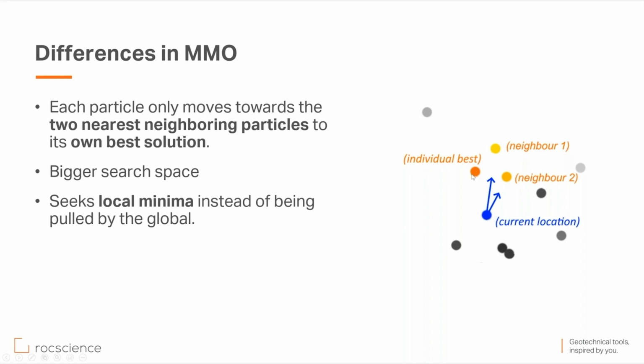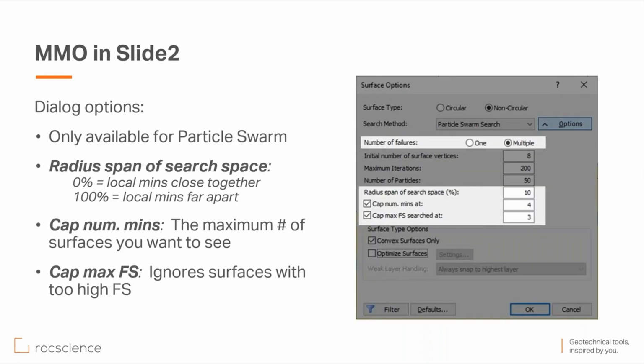So we look at the individual best, and then what are the two neighbors, and then we move towards those two neighbors. So the idea of this is to really just give a bigger search space during the search and not just have everything move towards the global minimum at once. And what it does is it seeks local minima instead of being pulled by the global. So we can do this in Slide 2 and Slide 3.